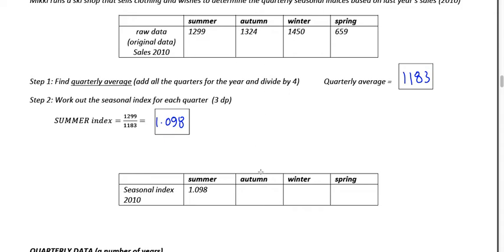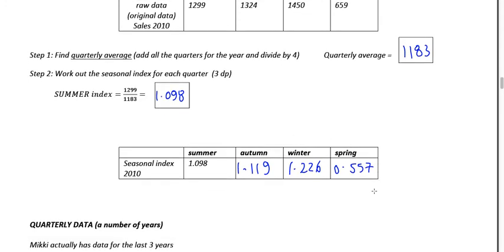So for the autumn seasonal index, 1324 divided by 1183. Let's round to 3 decimal places. We get 1.119. For winter, 1450 over 1183. 1.226. For spring, 659 divided by 1183. You'll notice spring is much lower than the average, so we're going to get a number below 1. There we go. Again, you can add them up and check that it adds up to 4. It should.